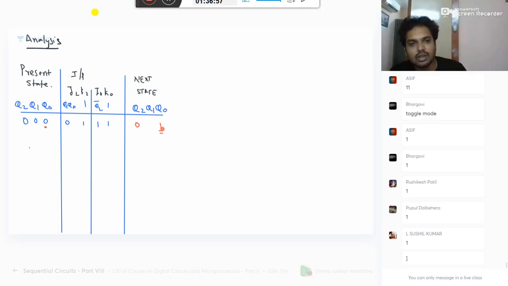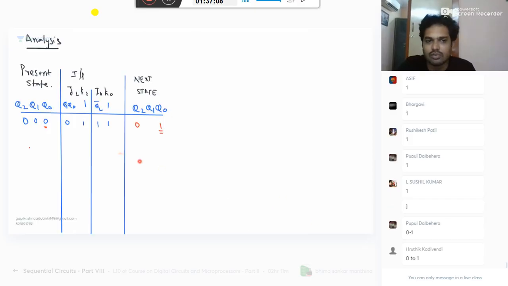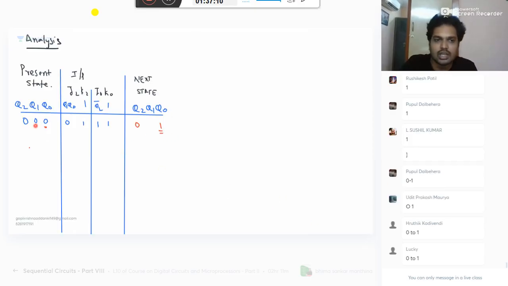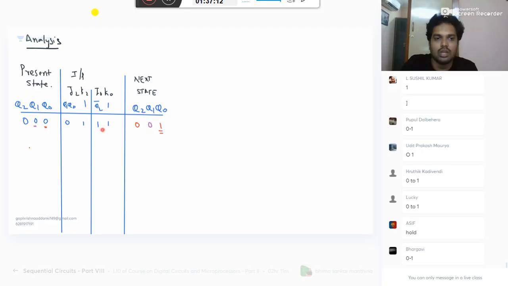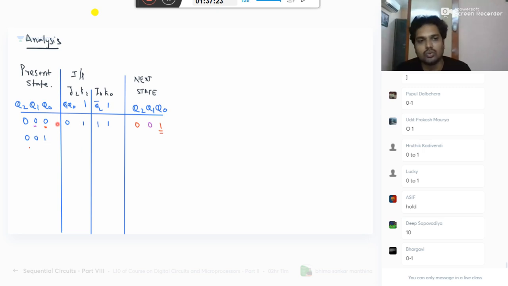Now you tell me, did it change from 0 to 1 or 1 to 0? Because I told you, when Q0 changes from 1 to 0, Q1 toggles because of negative edge triggering. It changed from 0 to 1, so it will not toggle. It will be the same as its previous value. It is not changing. So if you have present state 0, the next state is 0, 0, 1. So here Q1 into Q0 is again 0. Same story I am repeating. Q2 bar is 1, 1.